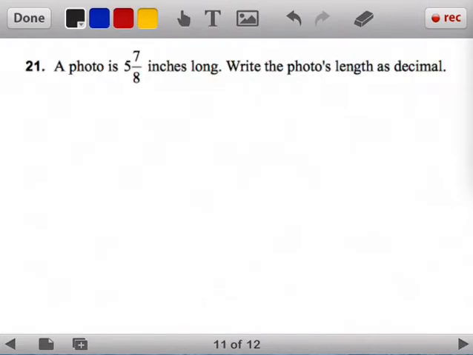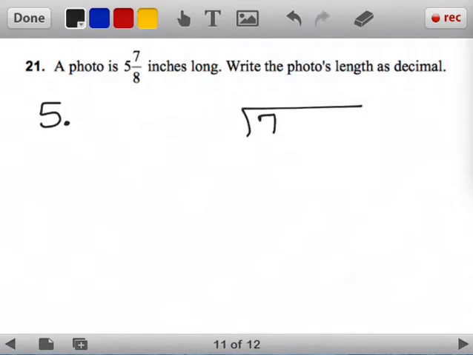Okay, a photo is 5 7/8 inches long. Write the photo's length as a decimal. So 5 7/8. Two things you can do. We know it's 5 as a whole number, and so we know our decimal is going to be 5 point something. 5 point what? Well, that point what is whatever the 7/8 equals as a decimal. Okay, so that works all the time.